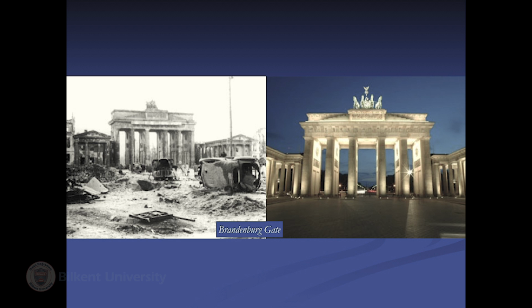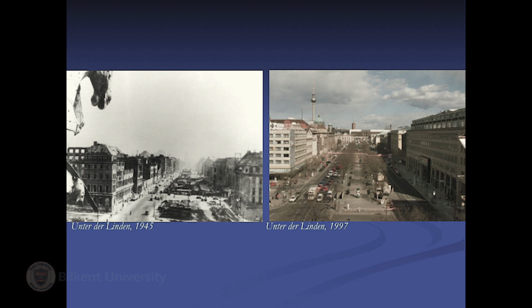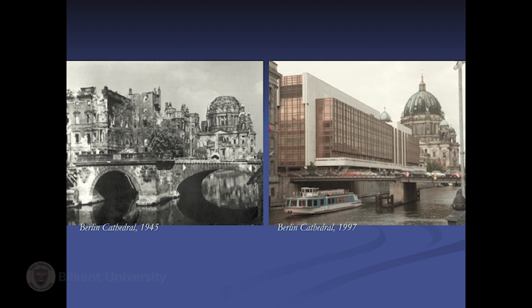Just imagine that big boulevard, and look at what it's full of. Unter den Linden, that way, in 1945, 50 years ago. No rooftops, all bombarded. So Berlin was plastered, almost flat. Berlin Cathedral.